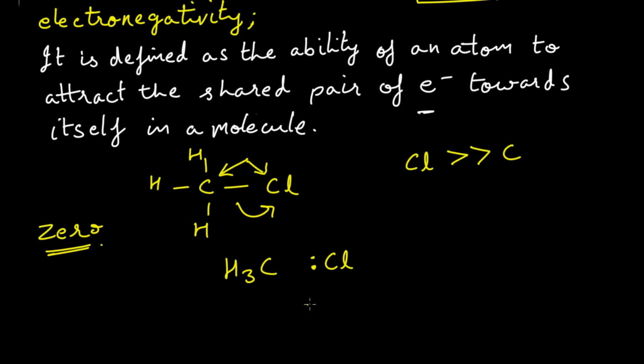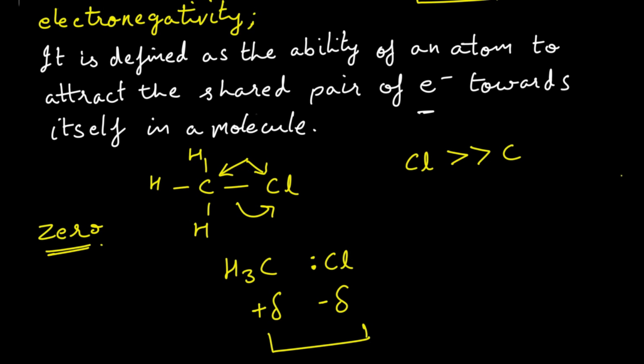Now since the electron shifted towards chlorine, not completely, partially, there will be a partial negative charge on the chlorine atom. And since electron shifted away from carbon, there will be a partial positive charge created on the carbon atom. This is your creation of poles or polarity because of high electronegativity of one atom.